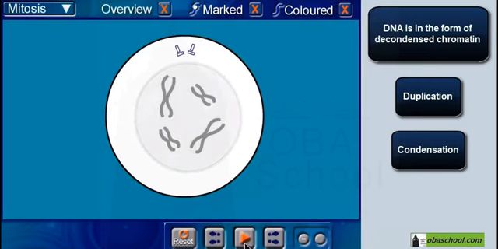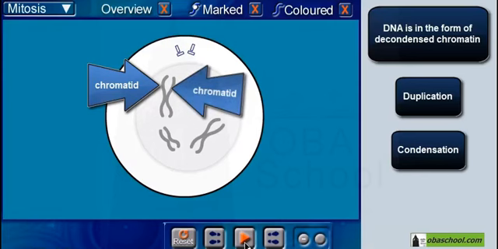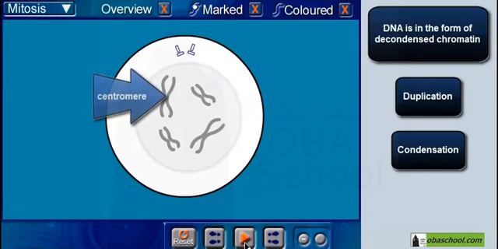So you see now the chromosomes have duplicated. Every chromosome went from being one chromatin is now a chromosome made up of two chromatids joined at the centromere, and they are condensed. They are visible.